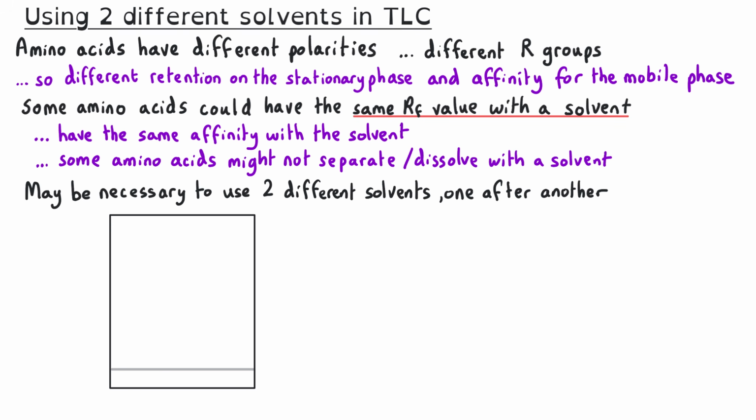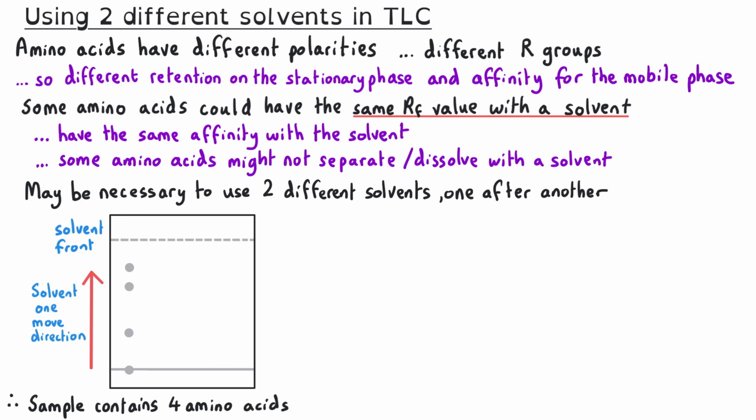For instance, if you hydrolyzed a protein and then placed a spot of the mixture of amino acids onto a TLC plate, the solvent would rise up the plate. You would remove the plate from the solvent, let it dry, and visualize the amino acids with ultraviolet light or ninhydrin. Having done this, if these were your results, you would conclude that the sample contains 4 amino acids.